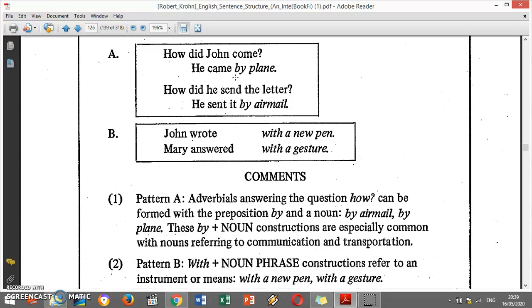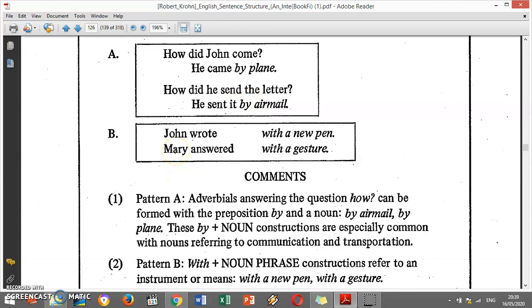So, if someone asks you how did you come here? Jadi, kamu naik apa ke sini? You can use this pattern. You can say, I came here by bus or by motorcycle. Like that. Jadi, artinya itu kurang lebih saya ke sini naik bus mungkin. Atau ini dia ke sini naik pesawat. So, the first one is for transportation. The second one is for communication.